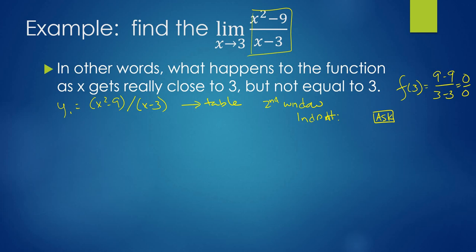Under the table, I want you to enter these values. Enter x, and then you're going to get your y sub 1 values. So I want you to put in 2, 2.5, 2.9. We're getting closer and closer to 3. Let's go ahead and get really close, 2.999, and then put in 3.